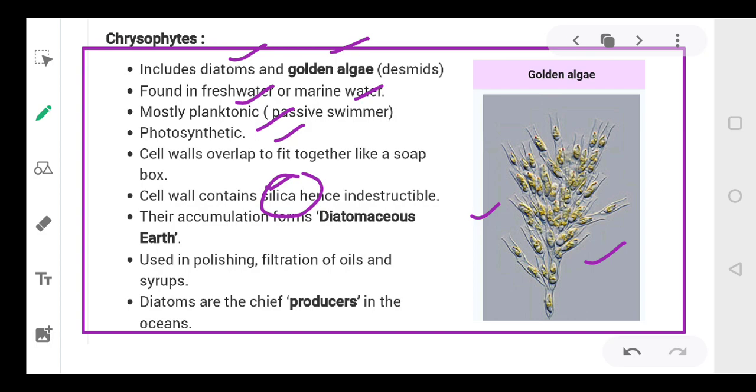Because of deposition of silica, they are also called diatomaceous earth. They form diatomaceous earth. And these chrysophytes are used in polishing and in filtration of oils and syrups. And diatoms are basically referred to as producers in the oceans, because generally they are found in the oceans and they perform photosynthesis. Generally we see, dear students, that plants perform photosynthesis, isn't it? But the golden algae and diatoms also perform photosynthesis, so they are referred to as producers in the ocean.